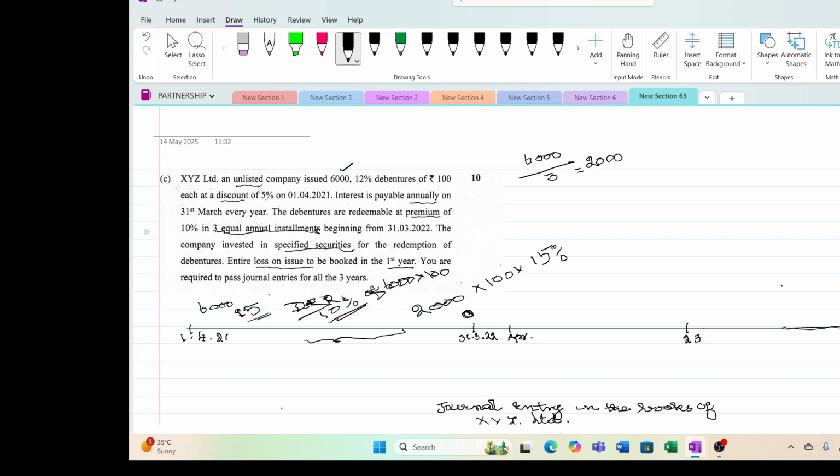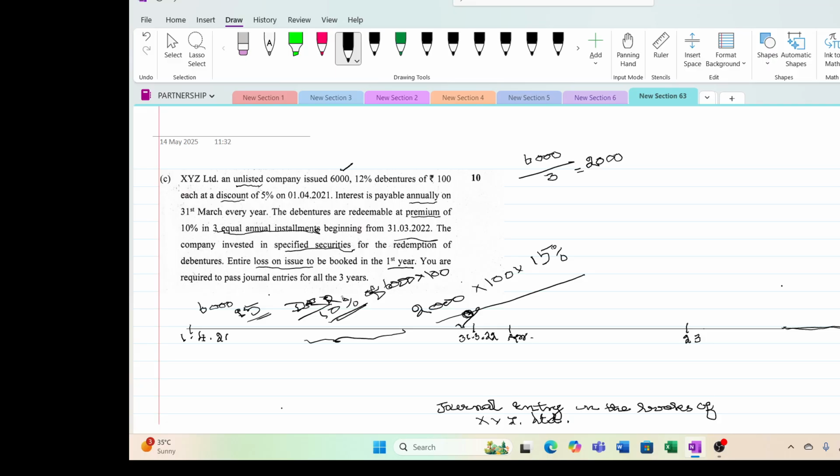In case of redemption in installments over a number of years, in the first year you have to create debenture redemption investment account for the debentures which you are going to redeem at the end of the year. Here we start the redemption on 31/3/22. So on 31/3/22, we should have a debenture redemption investment for 15% of those debentures which are going to get redeemed. Then only you will sell those investments before you start redemption.